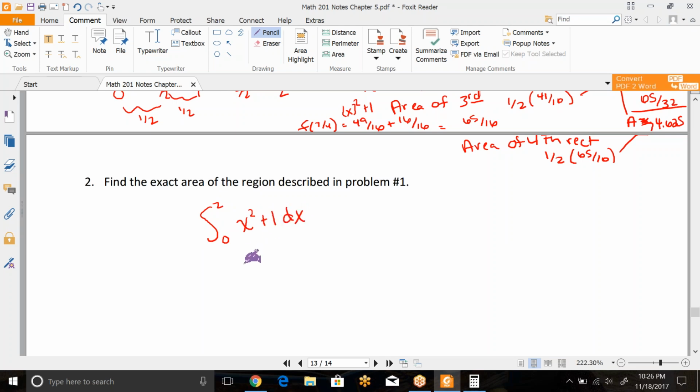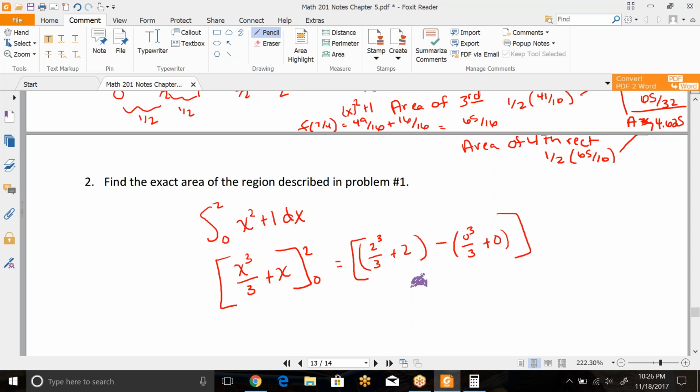We take the antiderivative of both parts, so that's going to be x cubed over 3 plus x. And then last time we learned that to find the area, we evaluated at the first one on top, the upper limit, minus the bottom one. So this would be 2 cubed over 3 plus 2 minus 0 cubed over 3 plus 0.